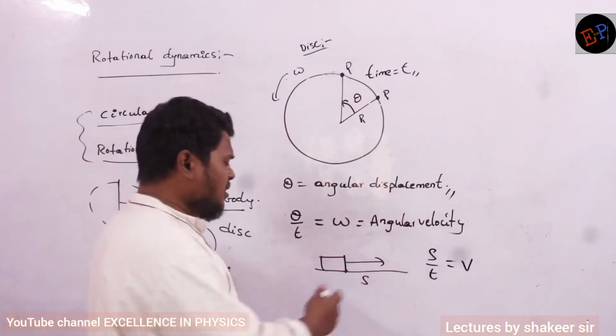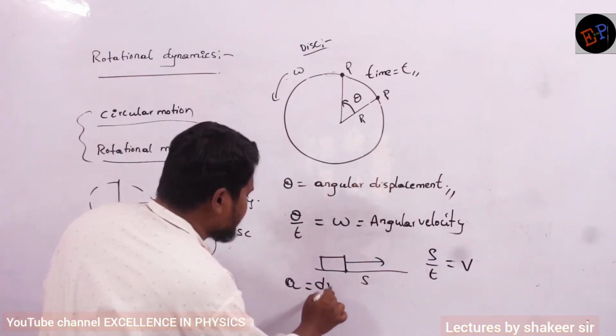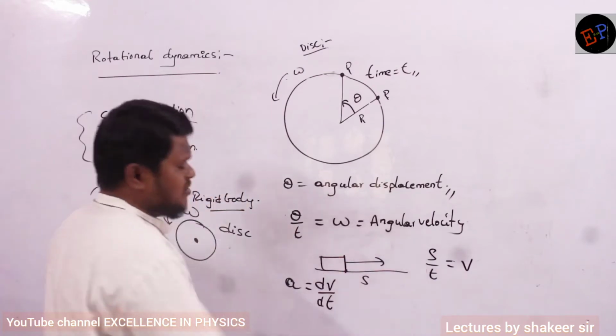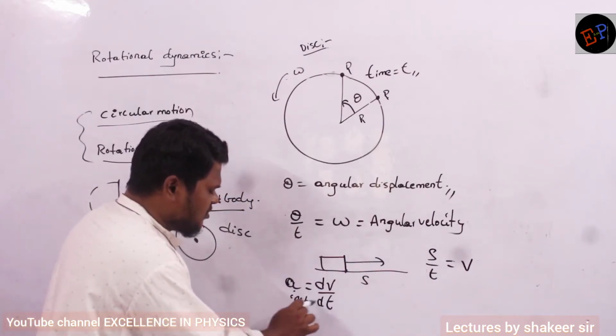So how can I define linear acceleration? a can be written as change in velocity divided by change in time. That is instantaneous acceleration.